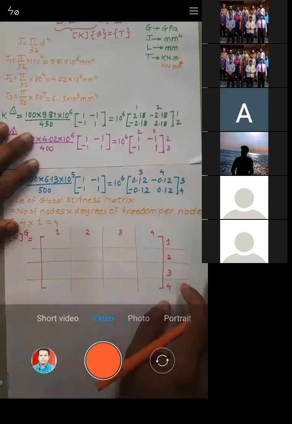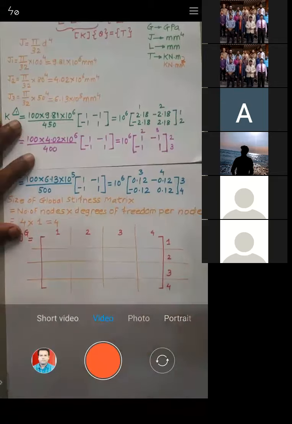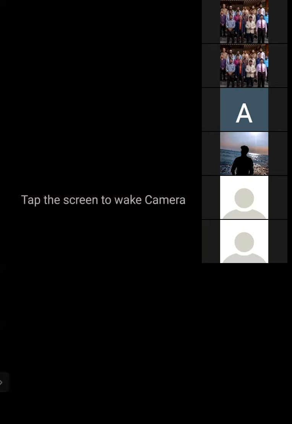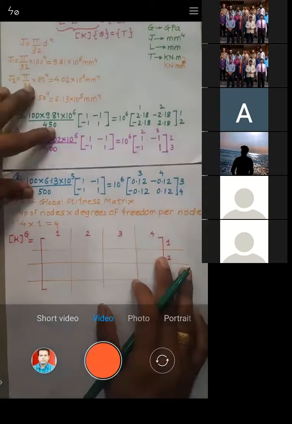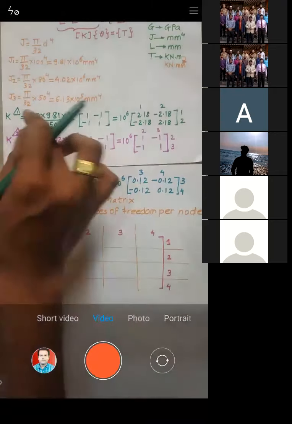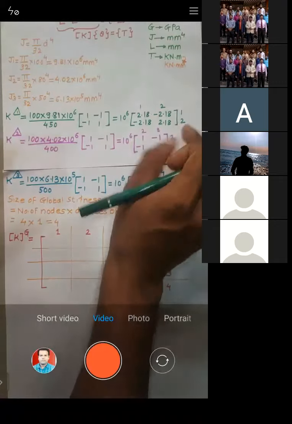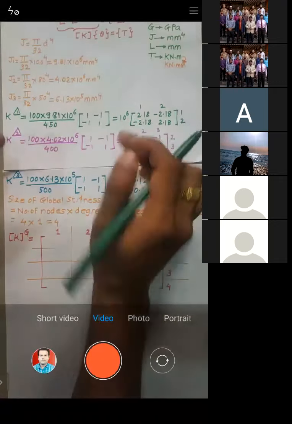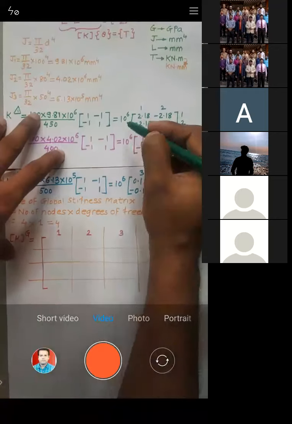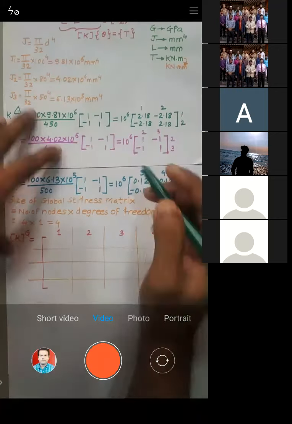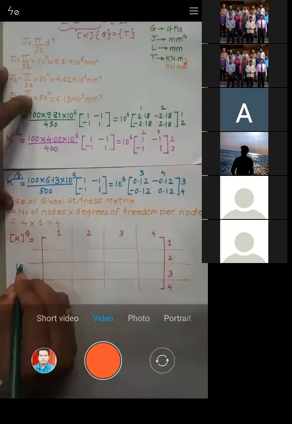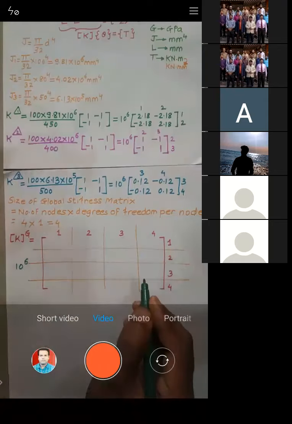Now I will pick every element and put that within a global stiffness matrix. So stiffness matrix of element number 1, this is basically 1 2 1 2. I will start with only a single term. In any element stiffness matrices, 10 raised to power 6 is common, so I will take that outside.